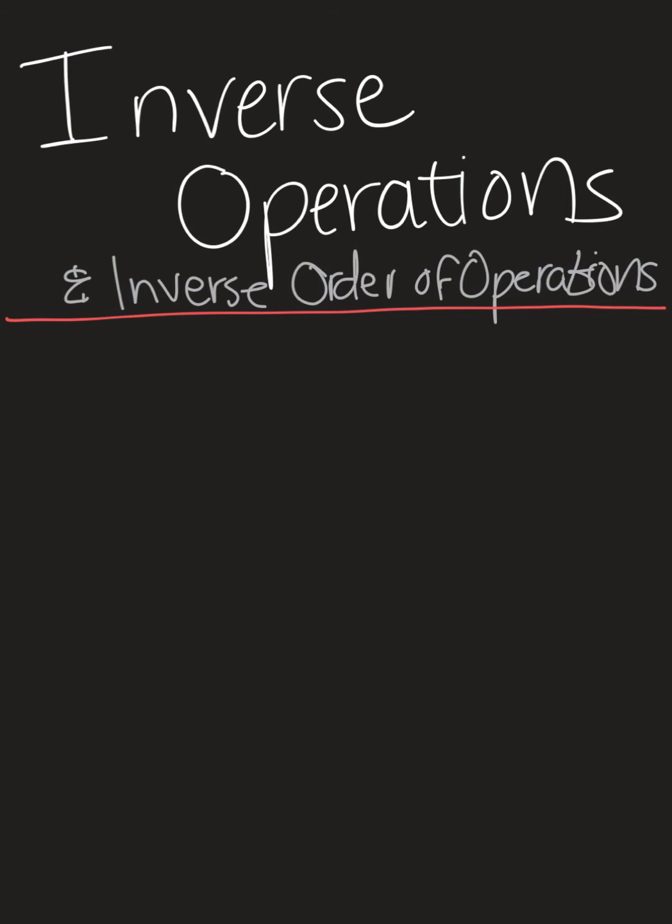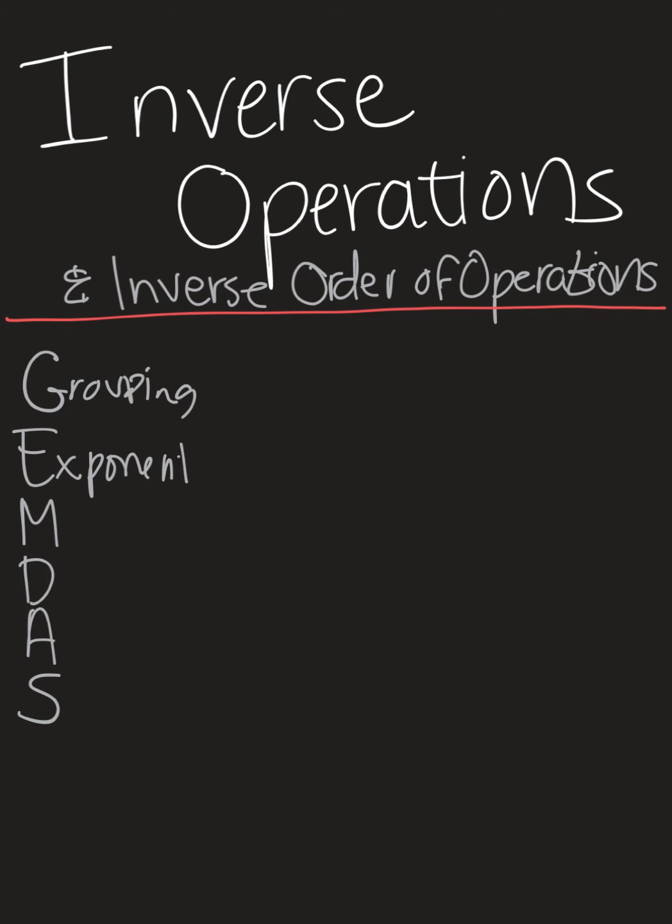In this video, we will discuss how to solve two-step equations using inverse operations, in particular the inverse order of operations. The first thing to remember is our regular order of operations. You may recall GEMDAS, hopefully. And when we do GEMDAS, it's grouping, exponents, multiplication, division, addition, and subtraction. Okay? So that is our regular order of operations.